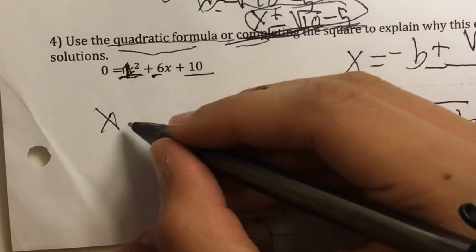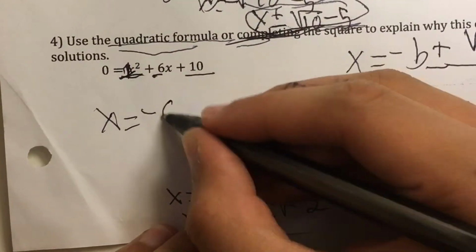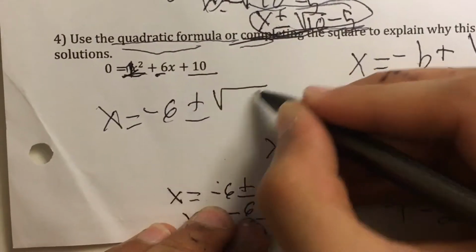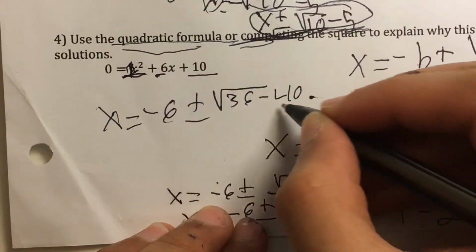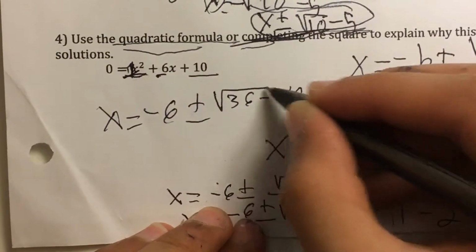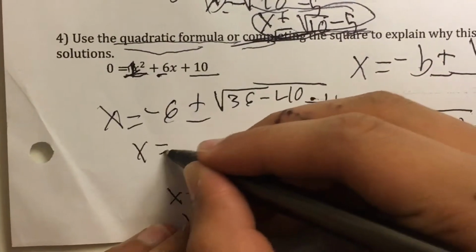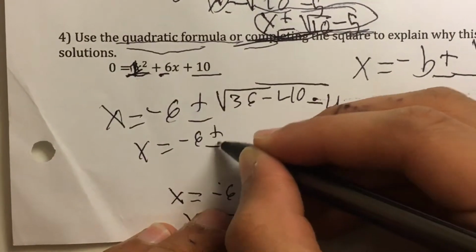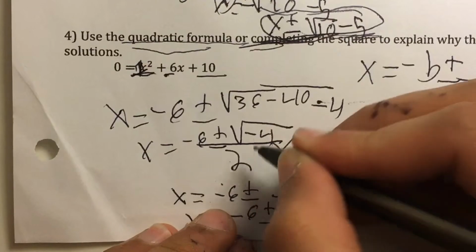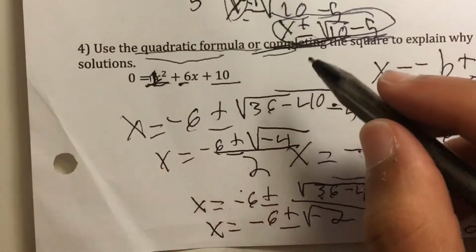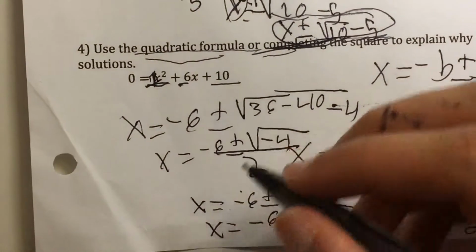Okay, so back from the start, right? So negative 6 plus or minus the square root of 36 minus 40. Okay, so this is negative 4, right? Sorry, I just love writing this so much. So the square root of negative 4 over 2, right? Okay. So this is where it gets tricky, right?